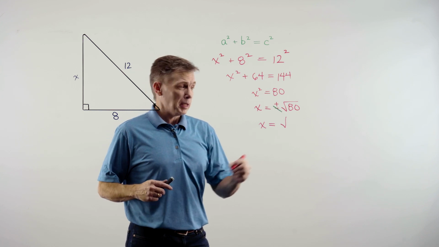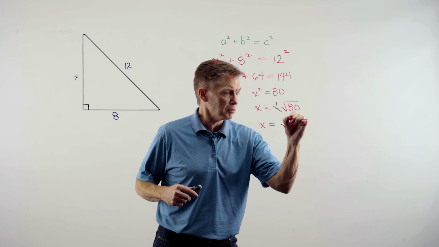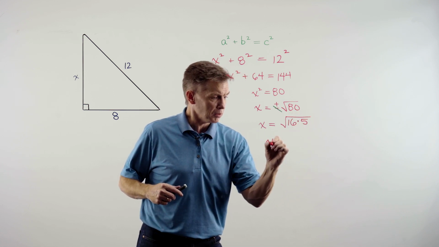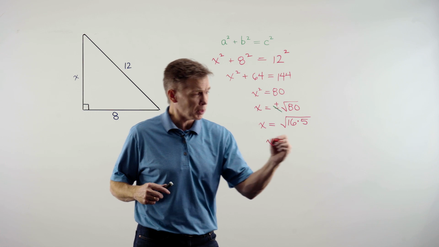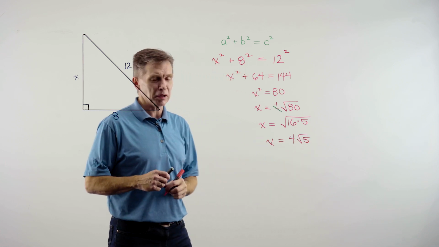If I break 80 down, I can write that as 16 times 5, and that way I can simplify by pulling the 4 out. 4 times the square root of 5 is my final answer.